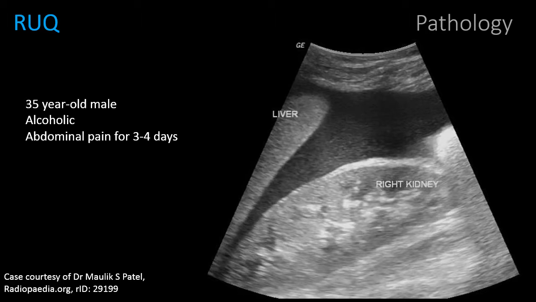And here's an example of someone, a 35-year-old male alcoholic, who was having abdominal pain for 3 to 4 days. When someone took a look in the right upper quadrant with their ultrasound probe, they saw this fluid collected between the liver and the right kidney. So this is ascites in this case. And fluid likes to collect in this place, especially in a patient who's been laying supine for a little bit, because that's the most dependent part of the peritoneum.